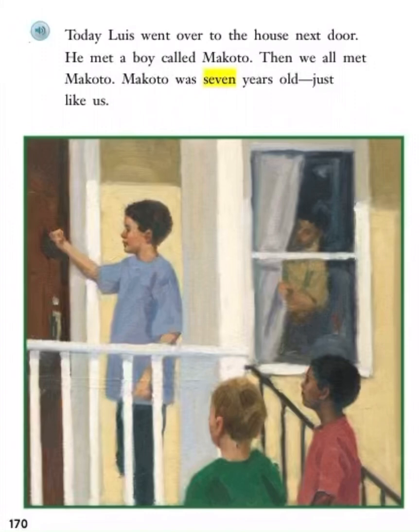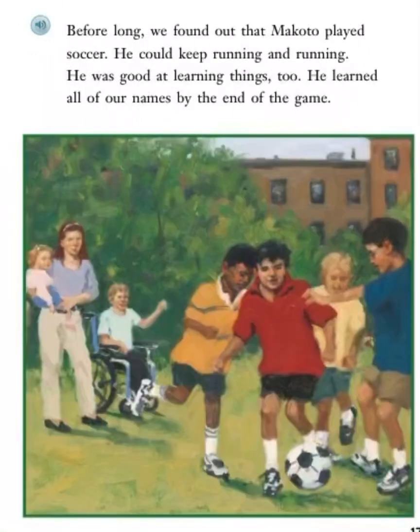Today, Luis went over to the house next door. He met a boy called Makoto. Then we all met Makoto. Makoto was 7 years old, just like us. Before long, we found out that Makoto played soccer. He could keep running and running. He was good at learning things too. He learned all of our names by the end of the game.